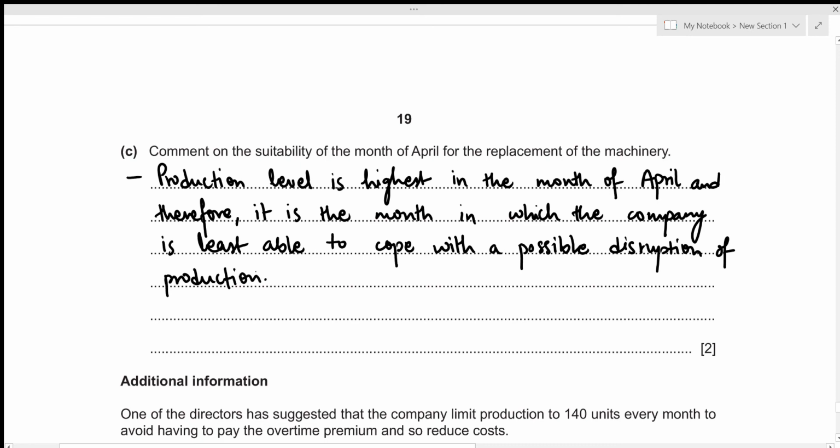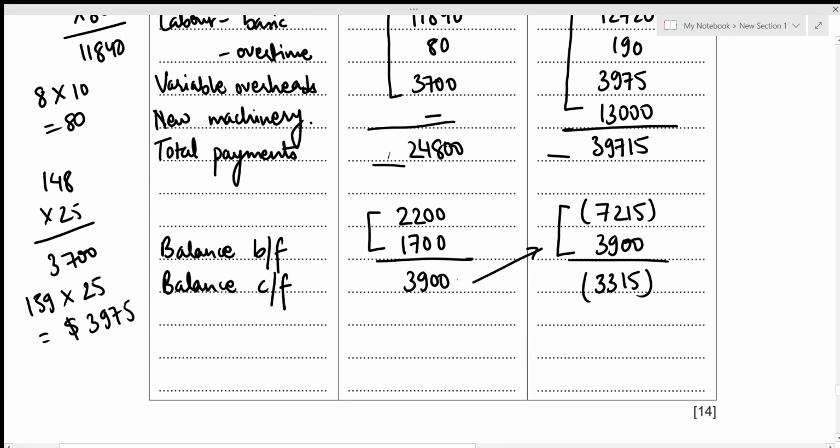Secondly, if you look at our cash budget, we can see that there is a negative cash balance for the month of April, right? That's a 7,215 negative balance. So we can say that the funds are not available in April to pay for the new machinery without resulting in an overdraft, because the closing balance is obviously a negative balance, which means that it is an overdraft. Let's write it down.